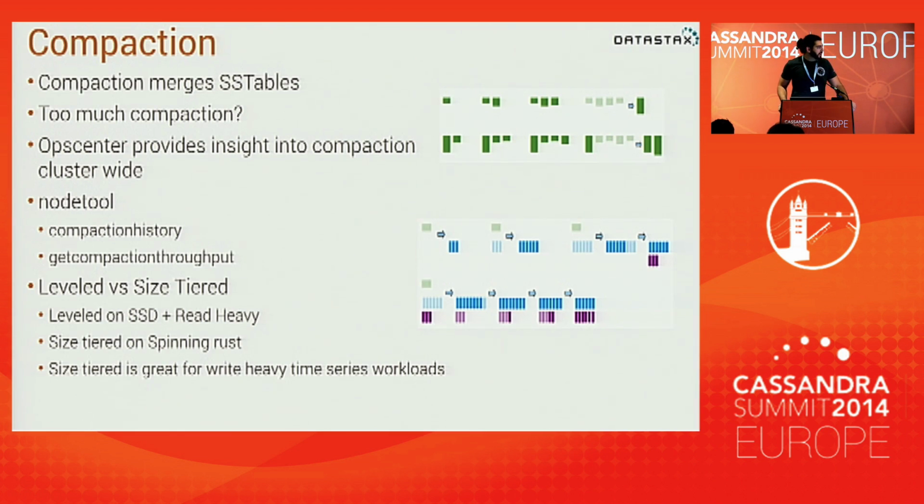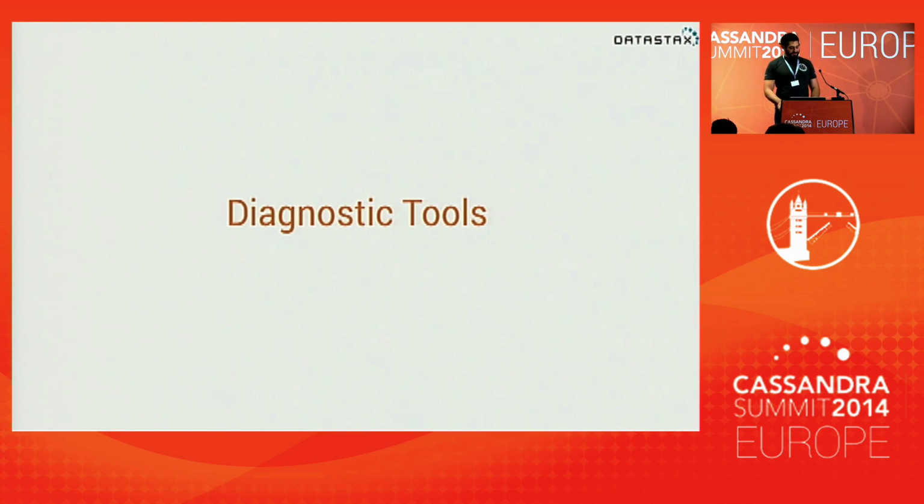There's another one that just came out, date-tiered compaction, really good if you've got time series data with TTLs, because it'll drop an entire SSTable at a time. But it's pretty new, so test it out a little bit. I haven't used it yet in production, so I don't know.